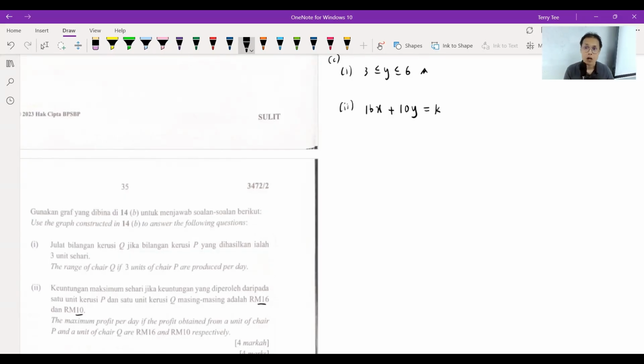Together, the keuntungan is equal to k. K is what we call the objective function. So our job is to find the maximum value of k. Now I want to draw this line, the objective function. For me, I would change it to y equals mx plus c, divide everything by 10. This will be negative 8 over 5x plus k over 10. So to maximize your profit, we need to draw this straight line with the gradient of negative 8 over 5, but the y-intercept is variable. The y-intercept is k over 10, and you want your y-intercept to be maximum.